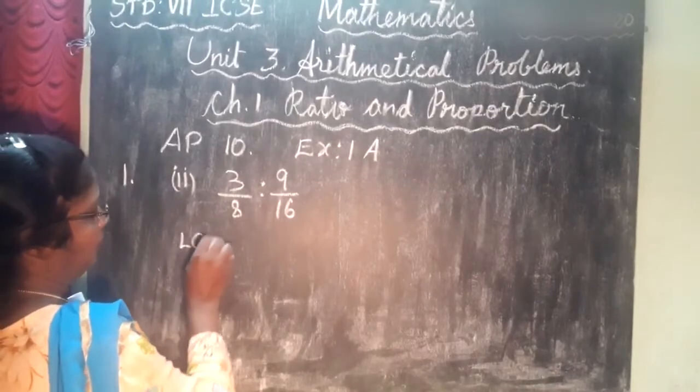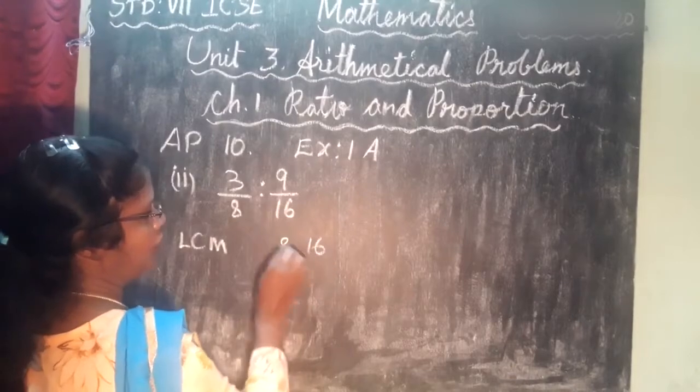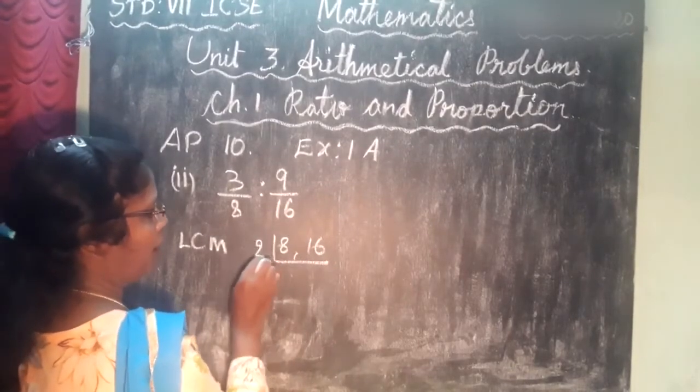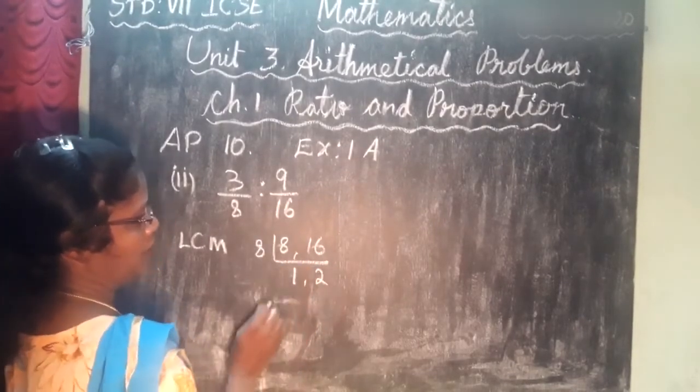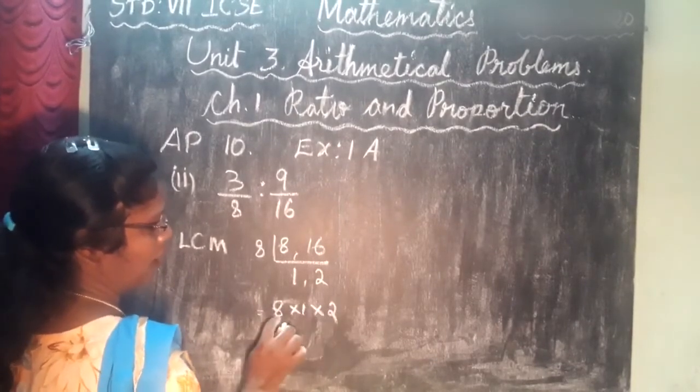So LCM of 8 and 16. I am finding the LCM for 8 and 16. You divide by 8. 1 8s are 8. 2 8s are 16. So that is 8 into 1 into 2. That is 8 1s are 8.